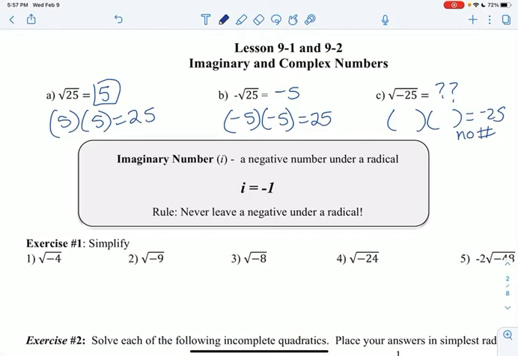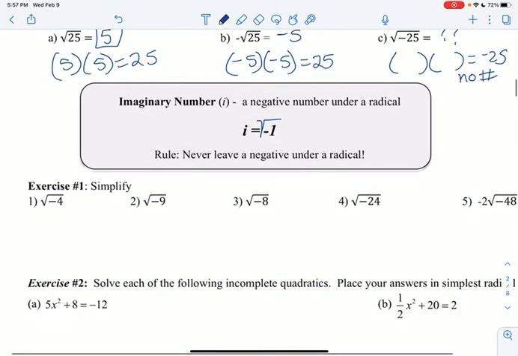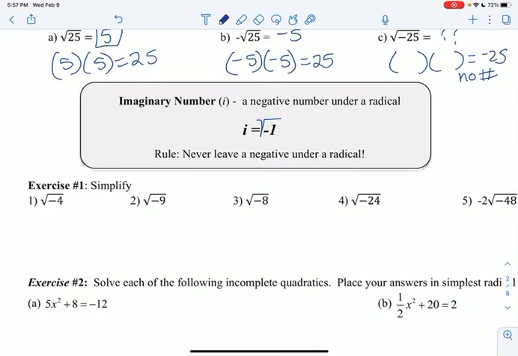It is a button on your calculator, down towards the bottom by the decimal. An imaginary number i is what I use when I have a negative number under a radical. Now I do need you to add this. The radical was not put in, so in your notes, i equals the square root of negative 1. You have to add that radical. Basically the rule is you can never leave a negative under a radical. It's not simplified if there's a negative under the radical.